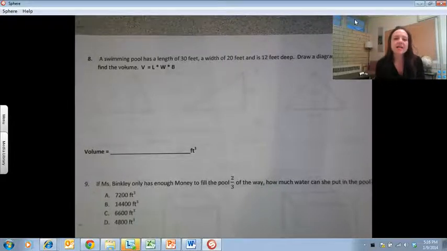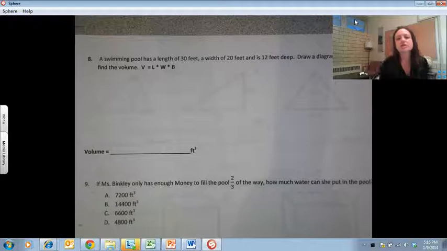Question 14 on the final was really similar to question number 8 on our review, where we were finding the volume of a swimming pool and then finding a fraction of that volume. So let's go through this question again, and then you can go back, look at the final exam question, and see if you can figure it out from there. If not, I'll be happy to help you afterwards.